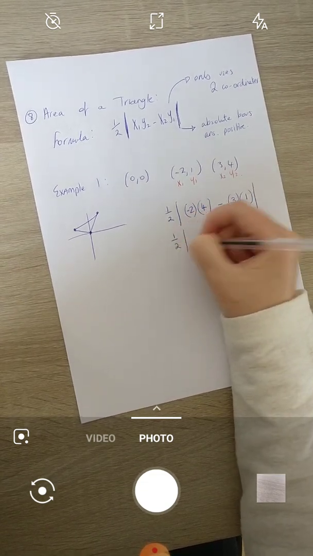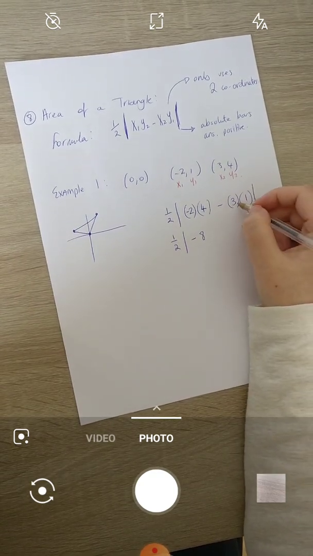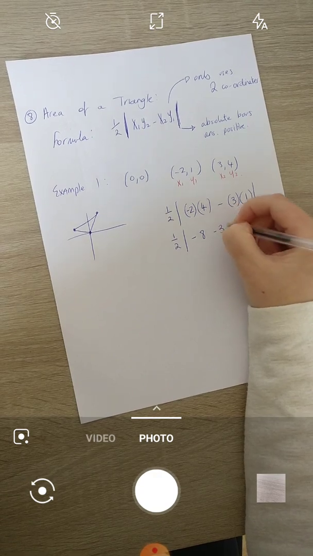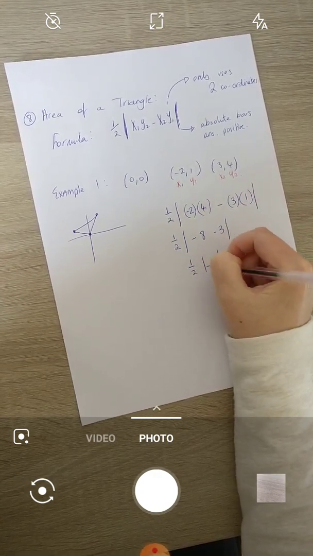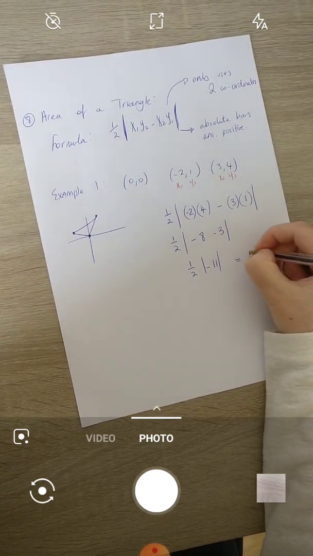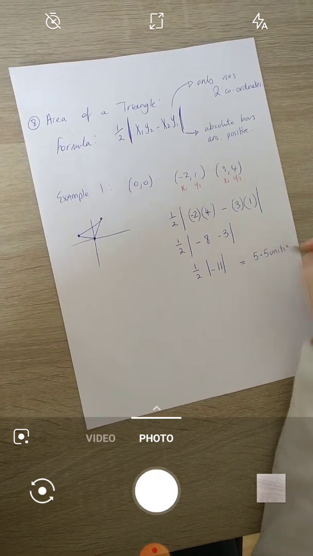So we've half of minus 2 times 4 is minus 8. 3 times 1 is 3, minus 3. So we get half of minus 11. And half of minus 11 is 5.5 units squared. Area is squared.